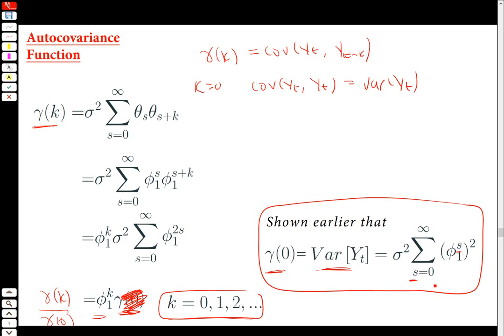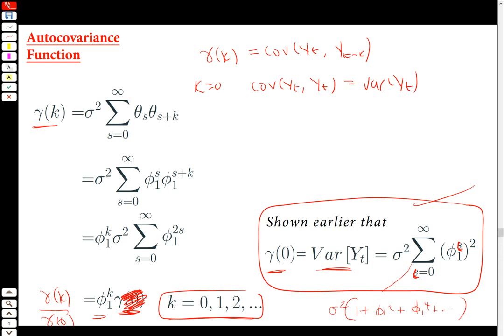Looking back from before, if we divide gamma k by gamma naught, gamma k is going to come out here. Remember, we just showed this. So divide both sides by gamma naught, and this will drop out. That's what's happened on the next slide. So the correlation function then just is phi1 to the k.